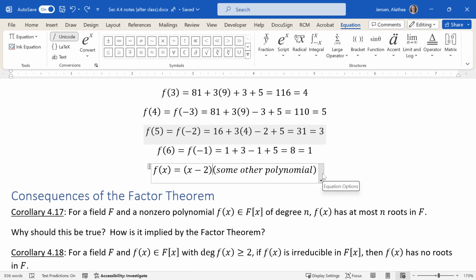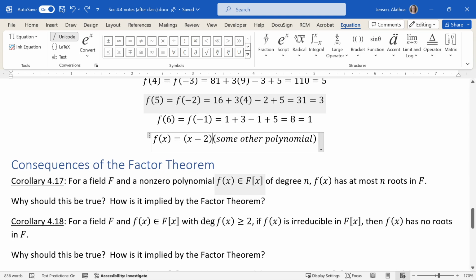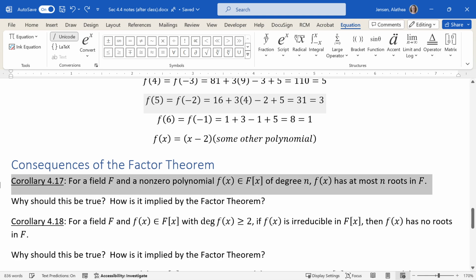So some consequences, some corollaries of the factor theorem are the following, and we can talk about why these should be implied. The first one is 4.17. For a field F and a non-zero polynomial f of x in F bracket x of degree n, f of x has at most n roots in F. Okay, so let's pause here, pause the video on your end, and think about why this should be true.